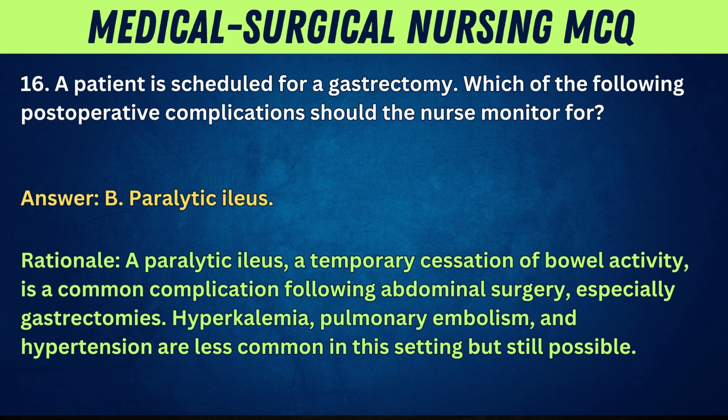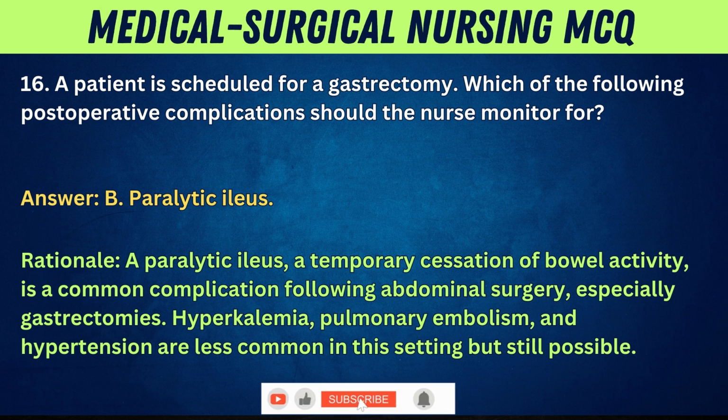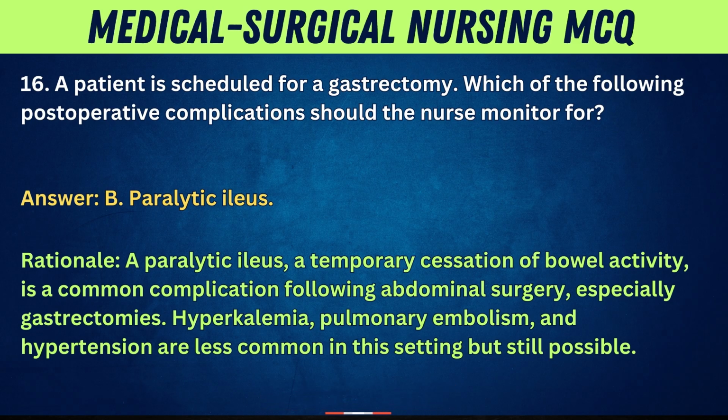Answer: B. Paralytic ileus. Rationale: A paralytic ileus, a temporary cessation of bowel activity, is a common complication following abdominal surgery, especially gastrectomies. Hyperkalemia, pulmonary embolism, and hypertension are less common in this setting but still possible.